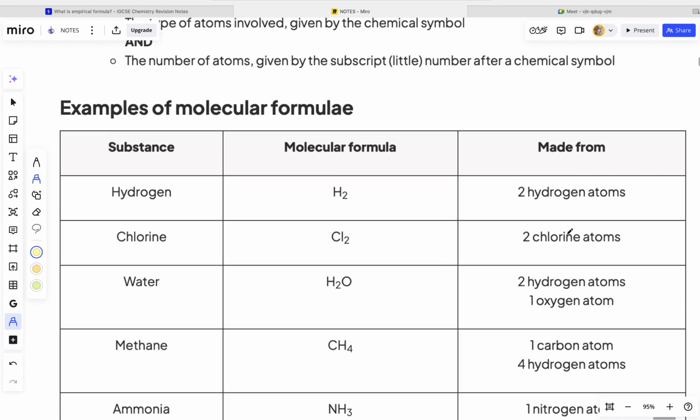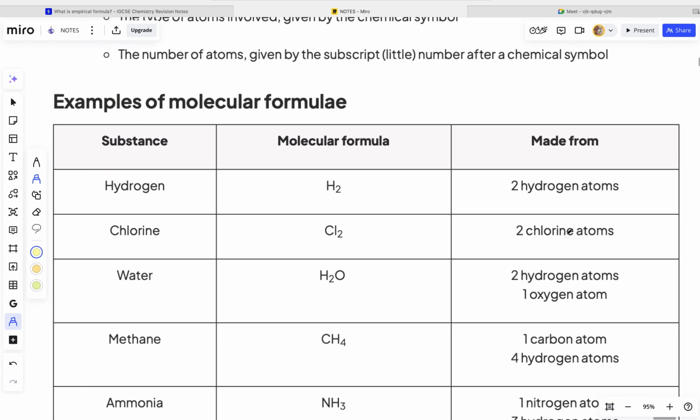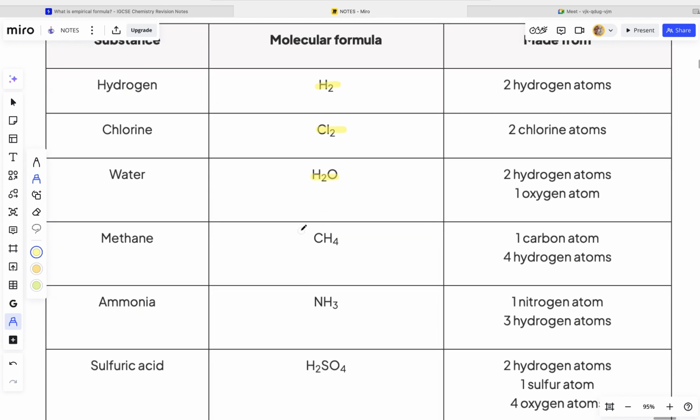Let's go to examples of molecular formulas. We already said if you write hydrogen, you have to put 2 as a small subscript beside it because it's diatomic. Chlorine, same thing. Okay? So you can see water is H2O. These are the molecular formulas or chemical formulas of these compounds. Methane is CH4, ammonia is NH3, sulfuric acid is H2SO4, and so on and so forth.